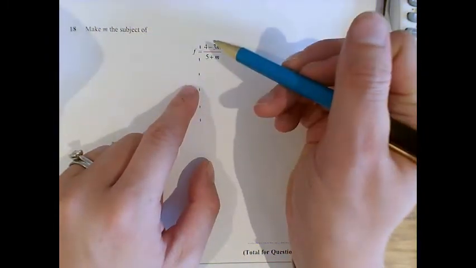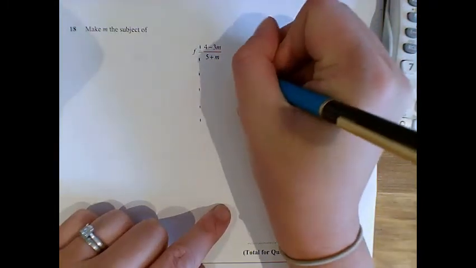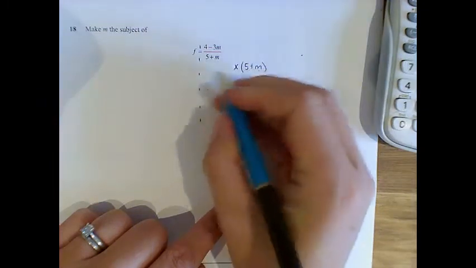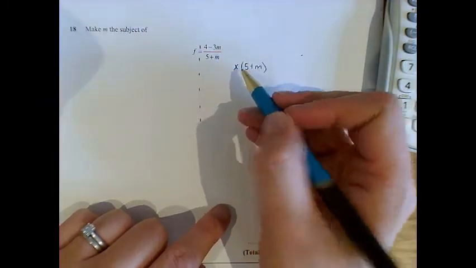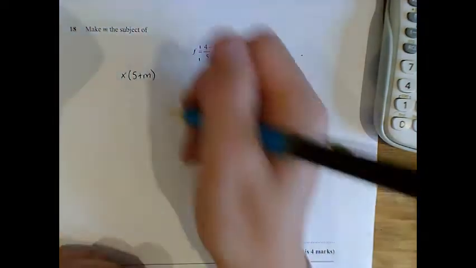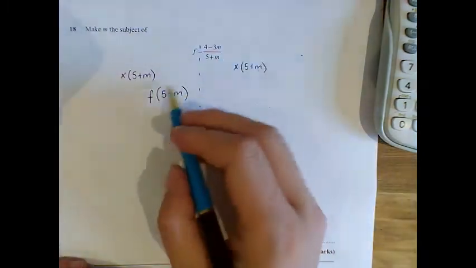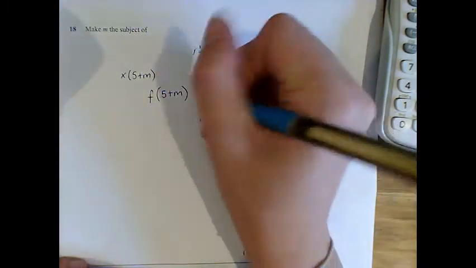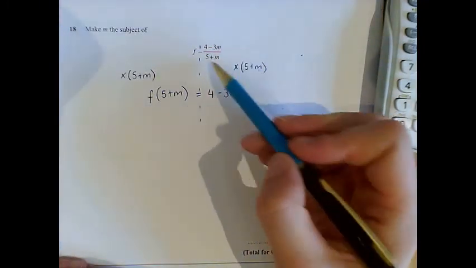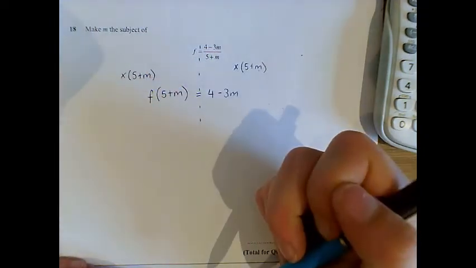So first thing I want to do is get rid of this fraction. Fractions are a bit annoying to me. There's nothing I can do here. So we're going to multiply both sides by 5 add M, and that will get rid of the fraction. If I times this side by 5 add M, then I've got to times this side by 5 add M. And that leaves me with F multiplied by 5 add M. Notice I've just used a bracket to times by more than one thing, equals 4 minus 3M. So I've times this side by 5 add M to get rid of the fraction, and I've times this side by 5 add M as well.